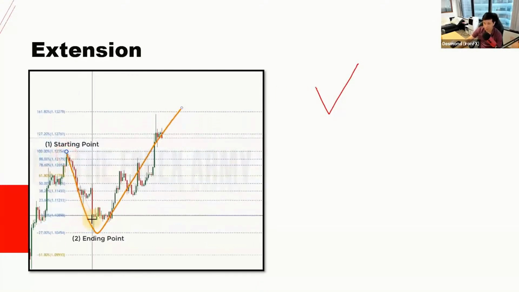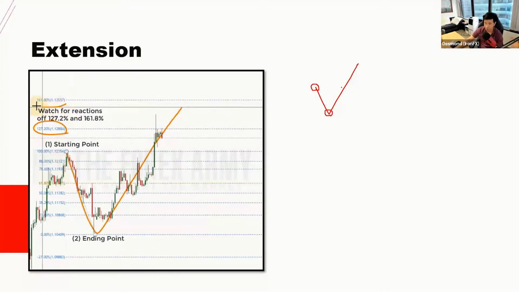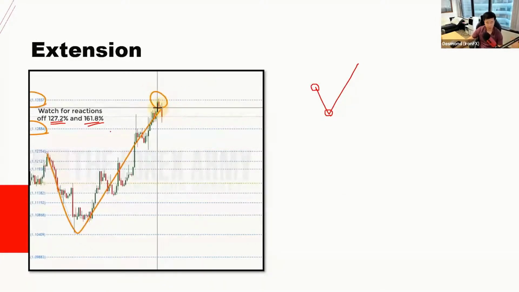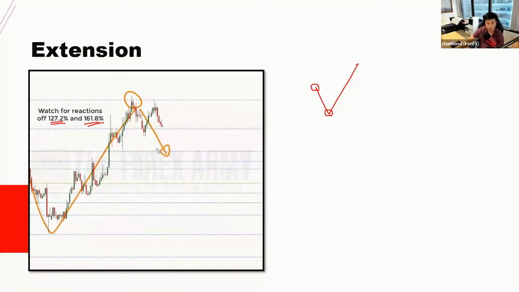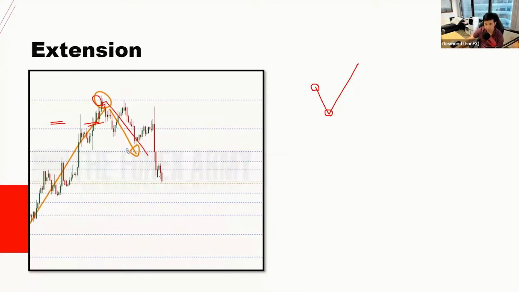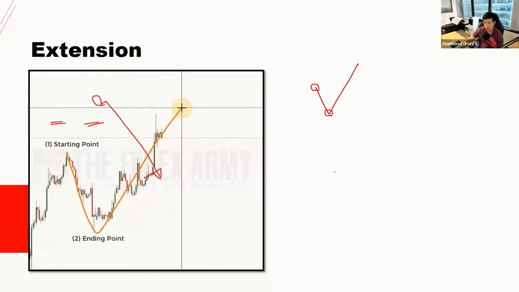You have your starting point of your Fibonacci retracement here and your ending point over here. It will then retrace two key levels, 127 and 161.8. Those are the important Fibonacci levels that you need to refer to. Once you rise up to the 127 and 161, price tends to reverse from that level. So that is what we call a Nike tick.